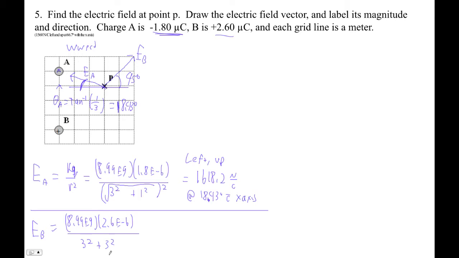So I've got 8.99 E9 times 2.6 E minus 6 divided by 3 squared plus 3 squared. This is the square root of 3 squared plus 3 squared, and then that square root is squared. You don't see it, but it's really there. Boom, and this is 1298.5 newtons per coulomb, right and up at 45 degrees. And it doesn't matter whether that's with the x or the y coefficient.